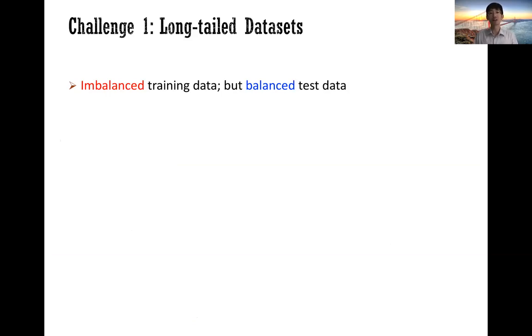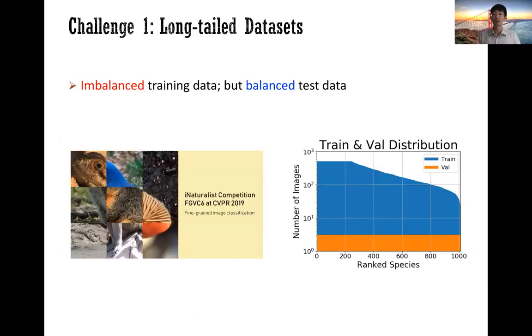Probably some of the other speakers also talk about the motivation of it. I'm just going to quickly give a few examples. So the challenge is that in real-world datasets, the training data is often imbalanced, but the test data are often balanced. For example, this iNaturalist dataset, which is held at CVPR 2019, I think there's a 2020 version of it as well. So the number of species is 1,000, and the distribution of the number of images per species is pretty long-tailed. You can see that the number of images per class can range from 500 to 50.